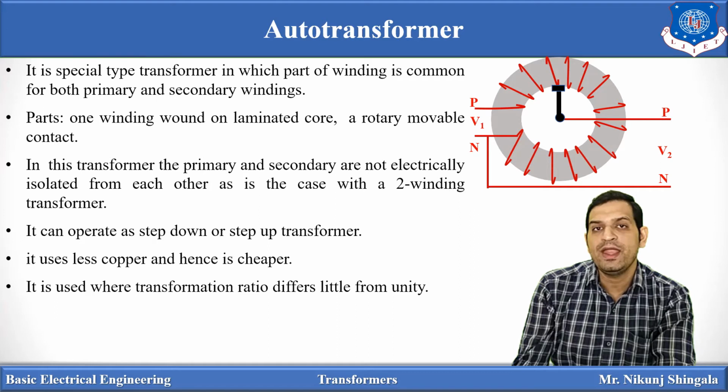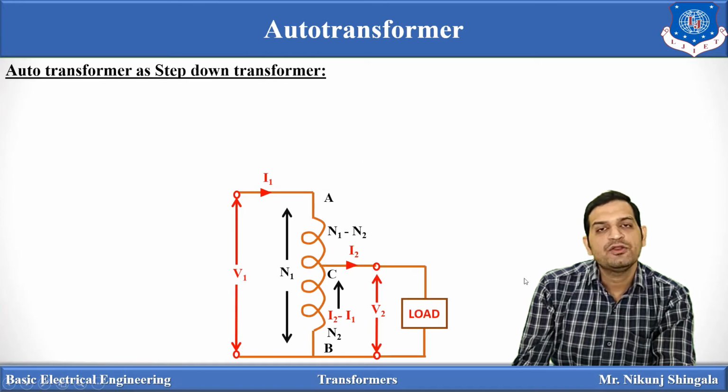We know K is equal to N2 by N1. So if N2 and N1 are approximately equal, then the auto transformer will give better results as compared to the two winding transformer. Now moving towards the application of auto transformer as a step down transformer.